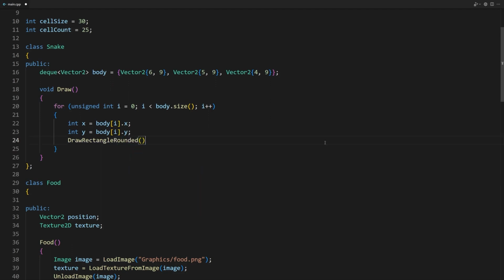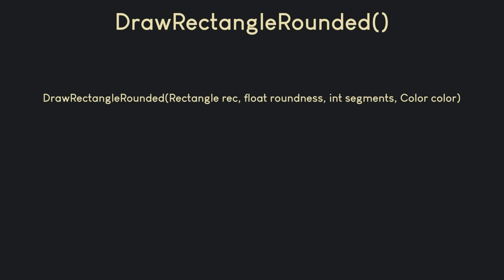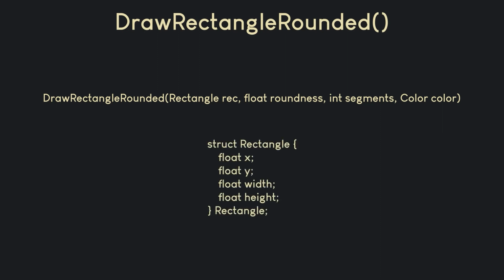The DrawRectangleRounded function in raylib is used to draw a rounded rectangle shape on the screen. The function requires a Rectangle type as the first parameter, which represents the rectangle that will be drawn. The Rectangle type is defined in raylib as a structure that contains 4 properties, x, y, width and height, which represent the position and size of the rectangle. When you pass a Rectangle to the DrawRectangleRounded function, the function will use the values of the x, y, width and height properties to determine the position and the size of the rectangle to be drawn.